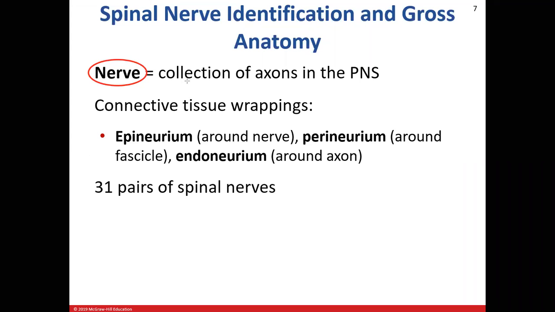A spinal nerve is also going to have these connective tissue wrappings that we discussed earlier. The epineurium, the perineurium, and the endoneurium. The epineurium is around the nerve, the perineurium is around the fascicle, and the endoneurium is specifically around the axon. And when we look at the spinal nerves, there are 31 pairs of spinal nerves, so 31 on both the right and the left side.